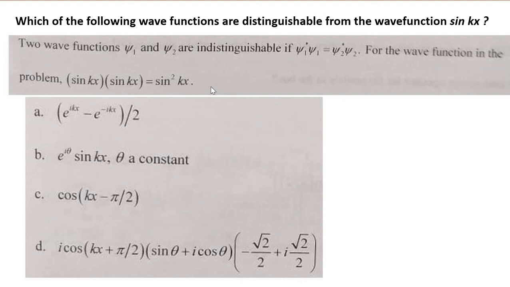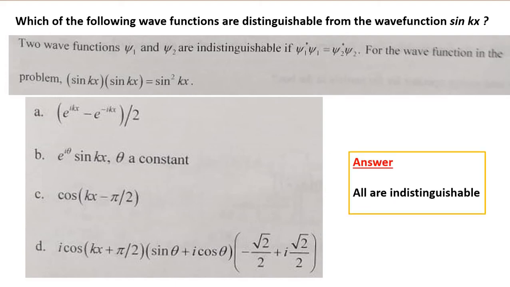So your task in this problem is basically to find the product psi star psi when psi is this or that or that. You start one by one: you take this function as psi 1, take its complex conjugate, and then take the product psi 1 star psi 1. Now if it happens to be sin square kx, the same as that of the given function, then you can say they are indistinguishable. Apparently it looks very different from the given function, but in fact the answer is all are indistinguishable. So that is the task, very simple. You just take the functions one by one, take the complex conjugate and then the product, and you will see all the results are finally sin square kx. So the answer is given.